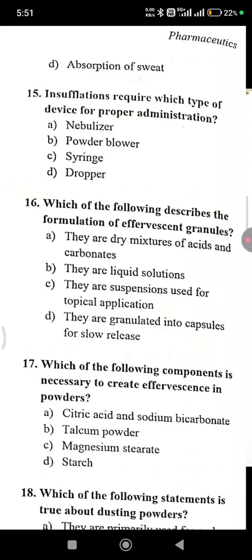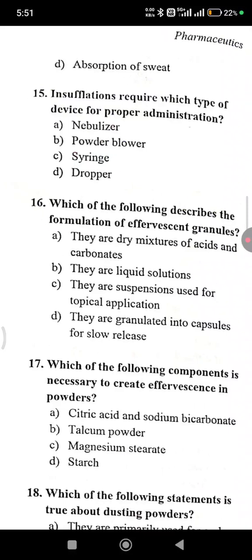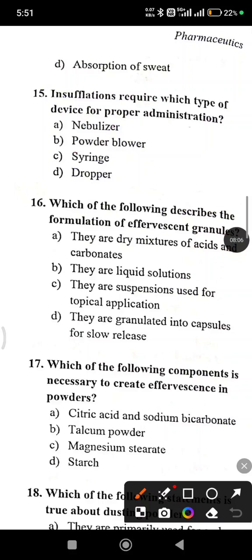Let's go to question number 16. Which of the following describes the formulation of effervescent granules? They are a dry mixture of acids and carbonates. Option A is the right answer.